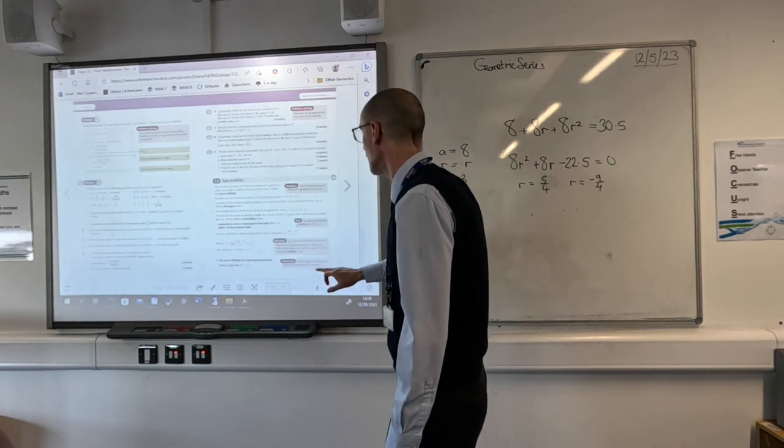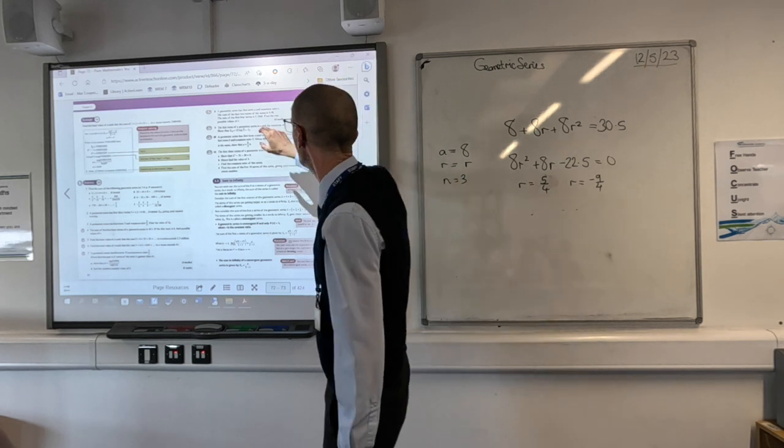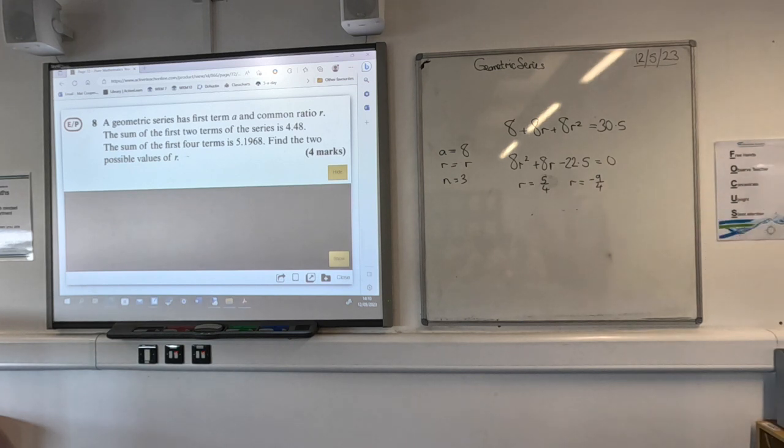For those that weren't here, we ought to perhaps practice one where we do use the formula. Question 8 is one where the formula does work, and you actually use the formula twice to generate some simultaneous equations.